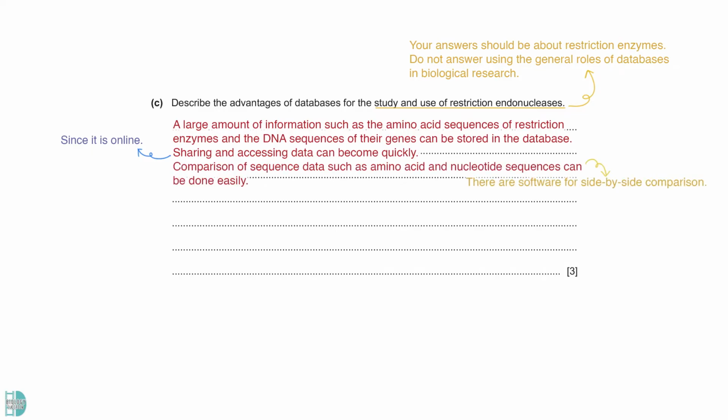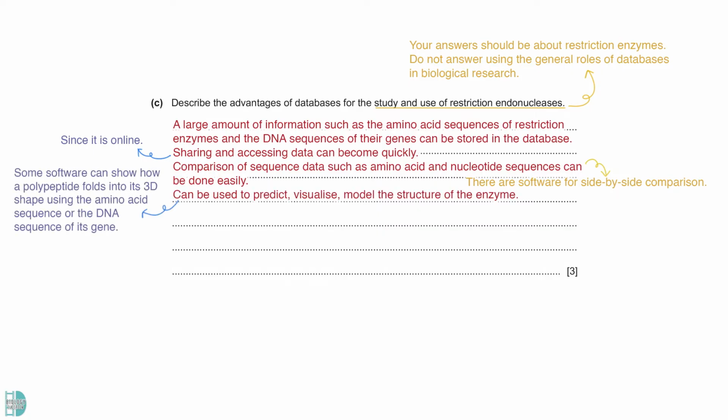Comparison of sequence data can be done easily. Software can be used to compare and show the differences between amino acid or nucleotide sequences of different enzymes or the genes that code for them. Besides, we can predict, visualize, and model the structure of the enzyme. Some software can show you how a polypeptide folds into its 3D shape using its amino acid sequence or the DNA sequence of its gene. Lastly, scientists can search the database to identify restriction endonucleases to use in their research. They can also discover new enzymes which might be suitable for their experiments in the database.